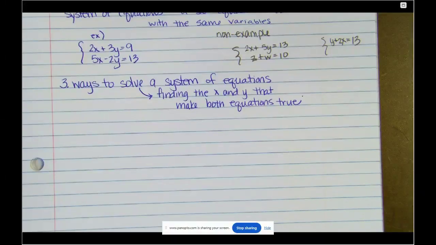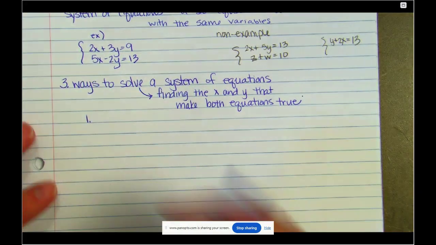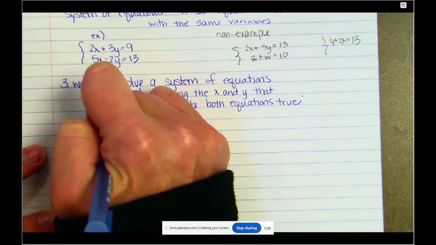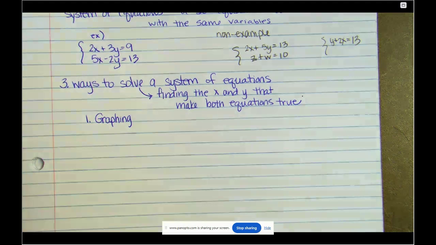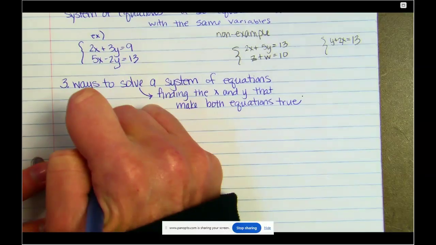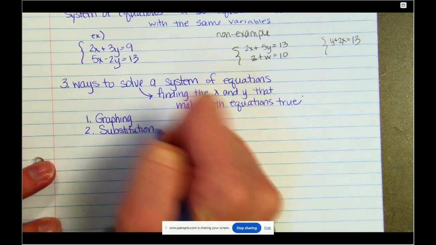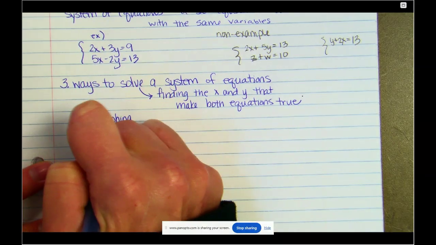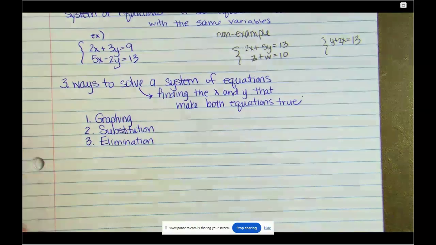Okay, so 3 ways to solve the system of equations. First one is by graphing. This one is what we're going to spend our first day on. Number 2 is by substitution. And number 3 is called elimination. Okay, 3 ways to solve systems of equations: graphing, substitution, elimination.